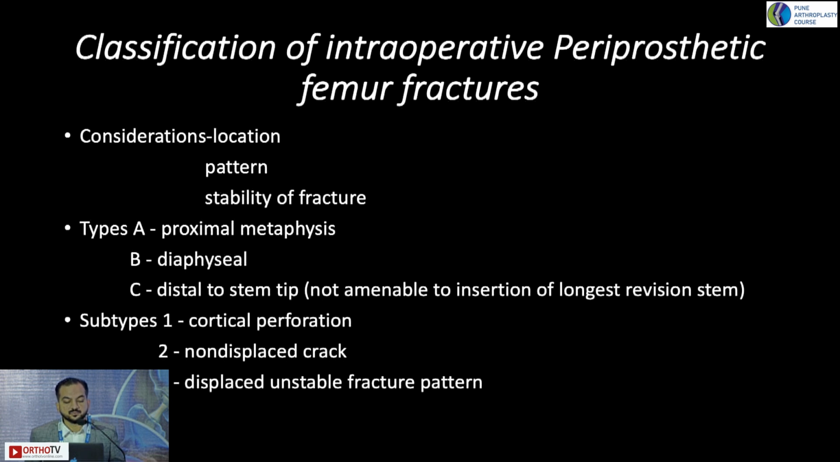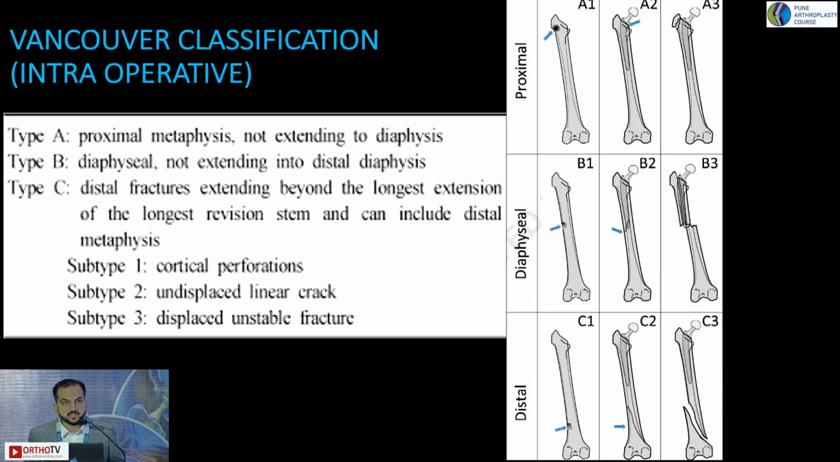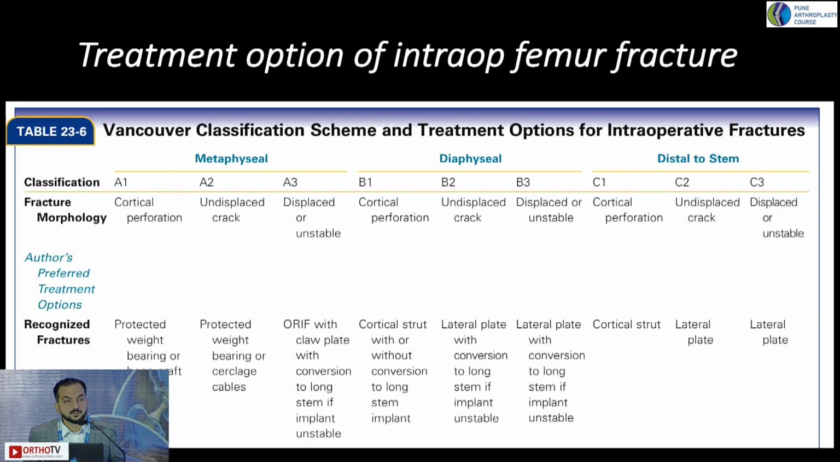Type A is proximal metaphysis, B is diaphyseal, and C is distal to the tip. So you can see in this picture, proximally it is divided into A1, A2, A3. Diaphysis is again B1, B2, B3. Most devastating is distal, C1, C2, C3. So this slide is very important.